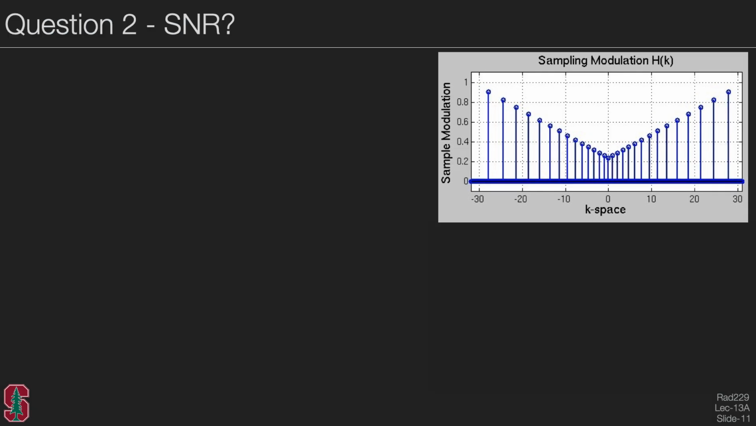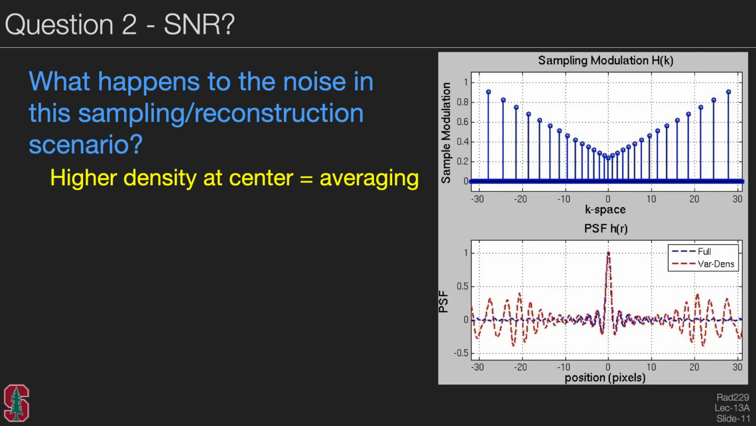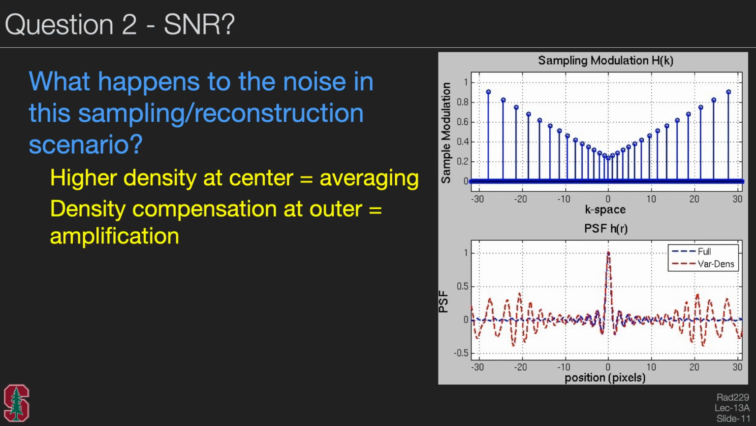So let's look at a question regarding SNR. When we have this case here, what happens to the noise in this sampling and reconstruction scenario? Here we have the variable density trajectory, and we've applied this density compensation. So the answer here: we have higher density at the center, so we have some averaging, and we have density compensation at the outer parts, which amplifies the noise. So what we see here is that the sigma for the noise as a function of K is the square root of the weighting that's applied across different K-space locations.